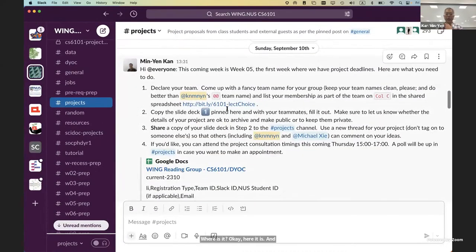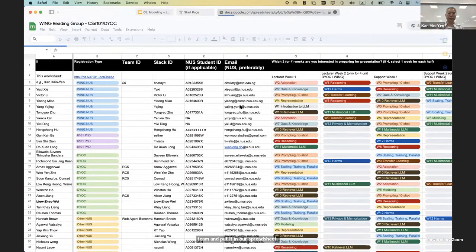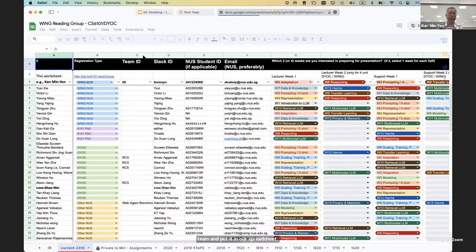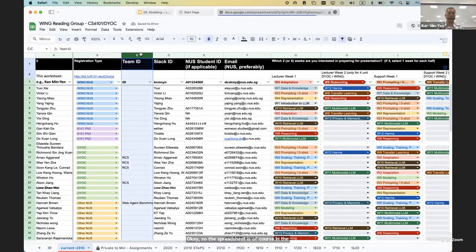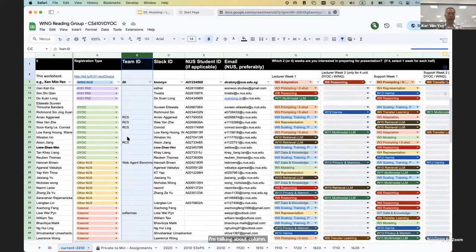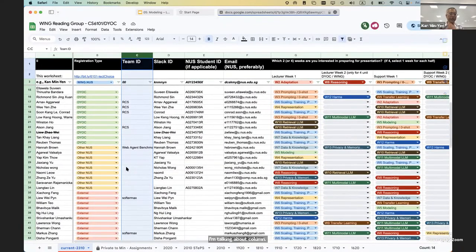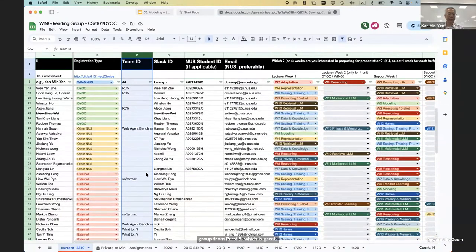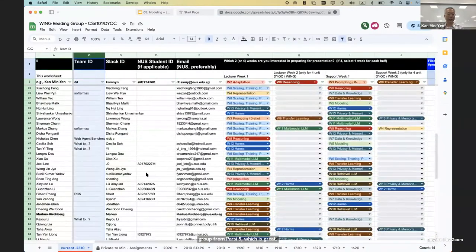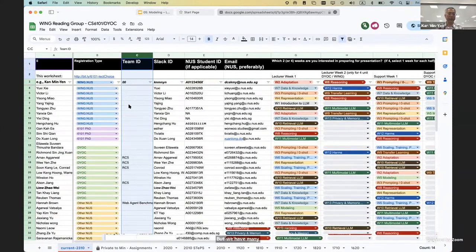Okay, so you have to declare your team. That means you need to come up with a name for your team and put it in our spreadsheet. The spreadsheet is, of course, in the general channel. I'm talking about column C. A number of you have put in, I guess there's a group from RC5, which is great. But we have many others, especially those of you in my own group. None of you have declared what you're working on.